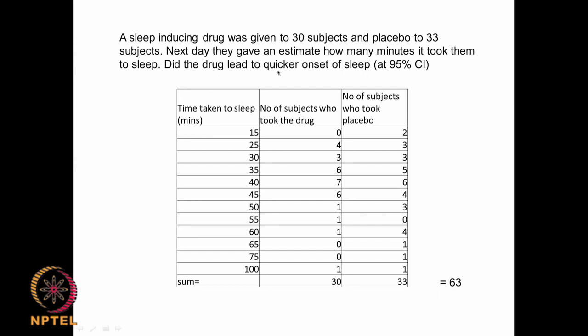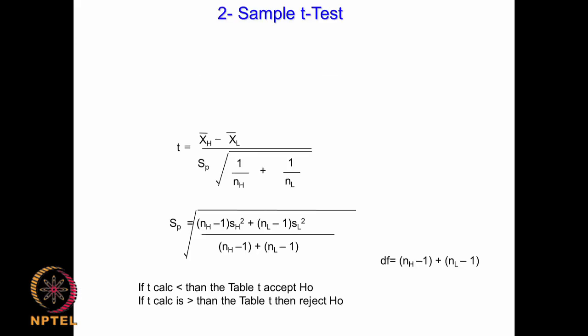Now, the question is, did the drug lead to quicker onset of sleep? That means I want to know whether the average time taken to sleep by the drug people is less than the average time taken for the placebo group at 95% confidence interval. So, it is quite simple. We have 30 volunteers who took the drug, and we have 33 volunteers who took the placebo, and this is the time. So, we can use the equation which I talked about in the previous class.